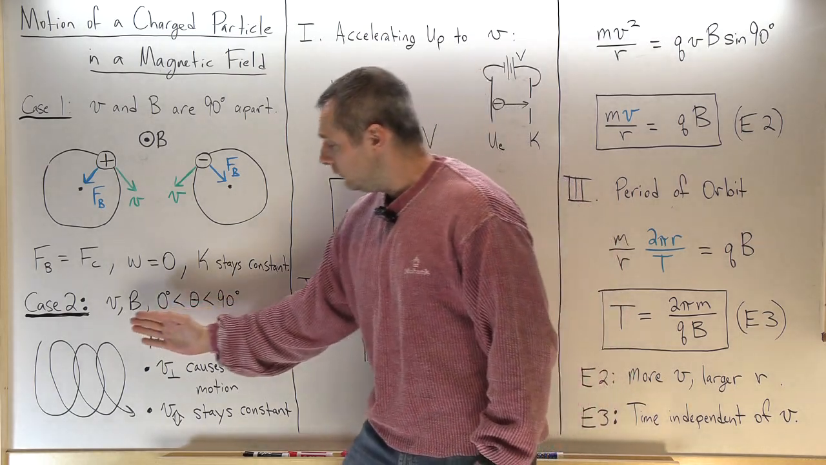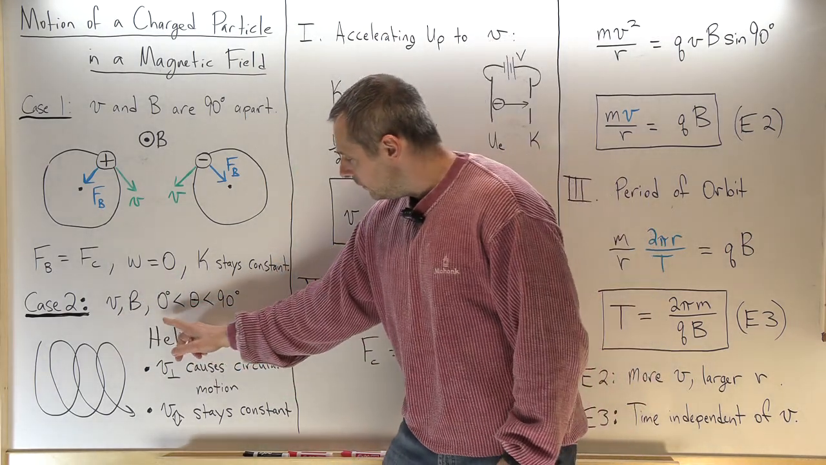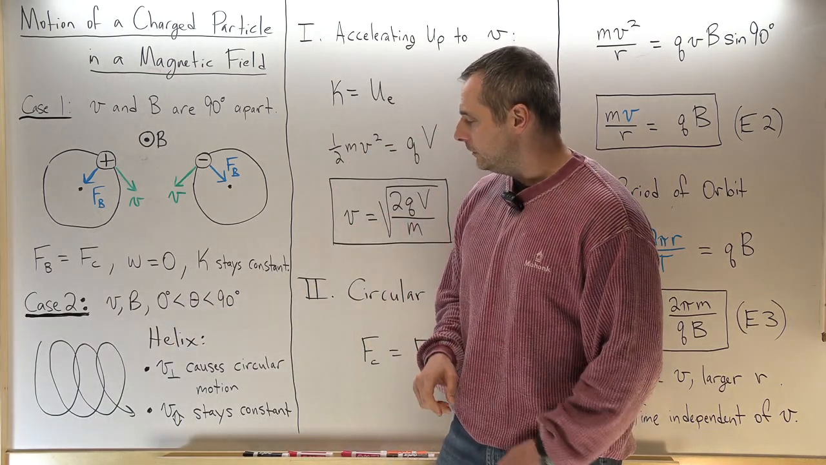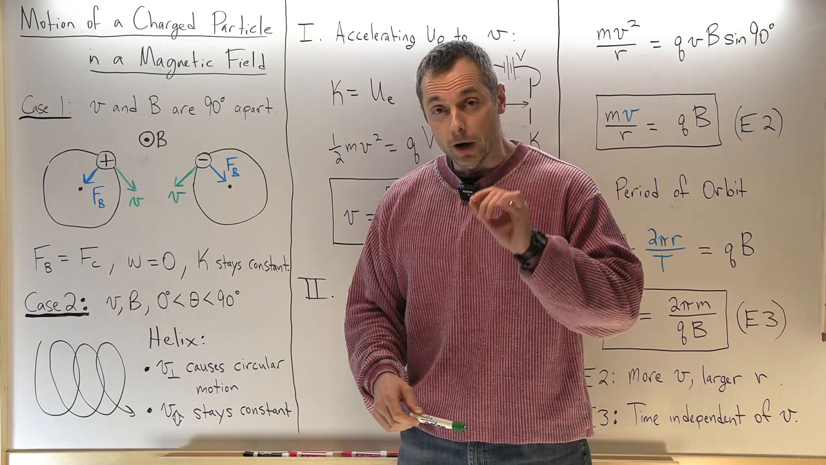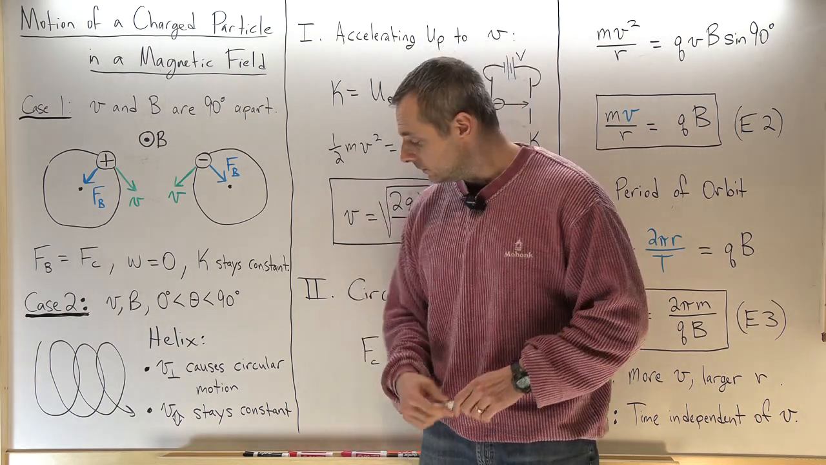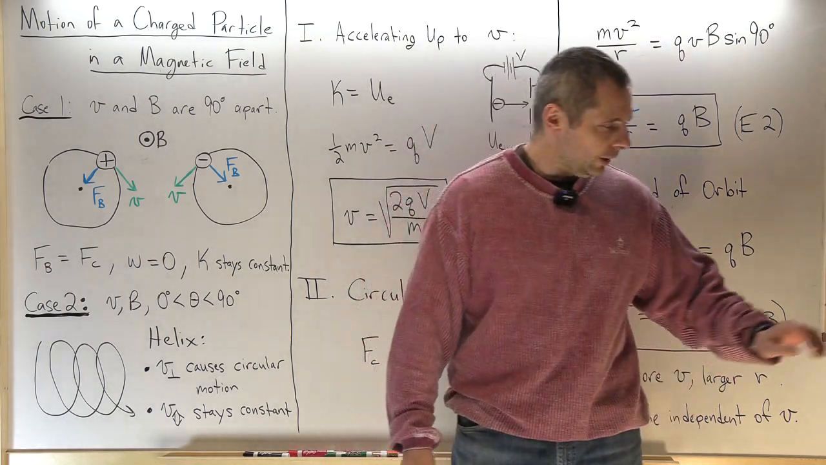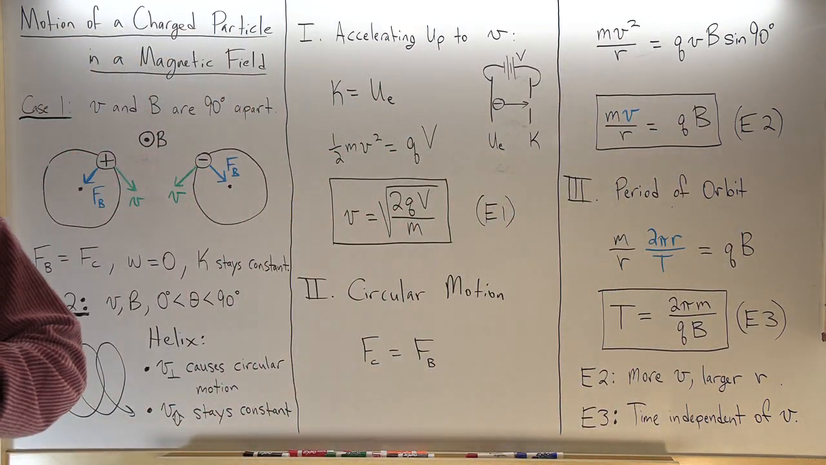Case two, the velocity and the magnetic field are not perpendicular. They're somewhere between 0 and 90 degrees. What happens is the particle traces out what's called a helix, like a spiral in a sense. Why is that the case? Well, I have a simple diagram here. I'll bring this closer to the camera.